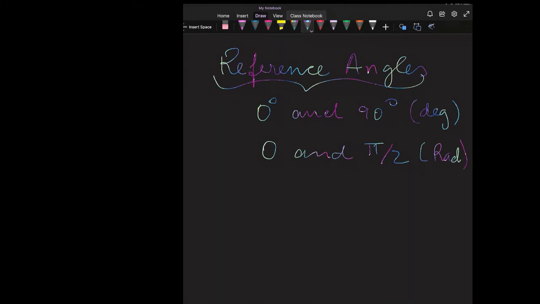Now, by definition, reference angles are the angles formed between the terminal side of the angle with the horizontal axis. An example, so part A. Assuming that we have the angle, let's say 120 degrees, which is in the second quadrant. The terminal side is going to be somewhere in the second quadrant. And the angle that I'm referring to right now is the angle of 120 degrees.